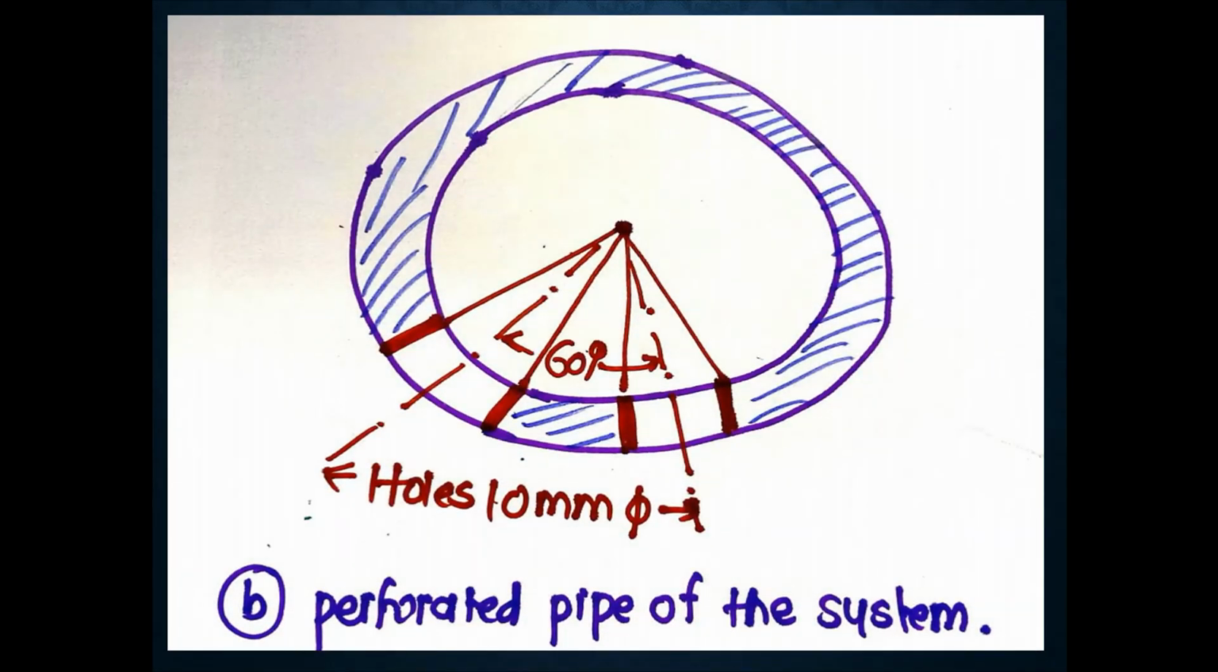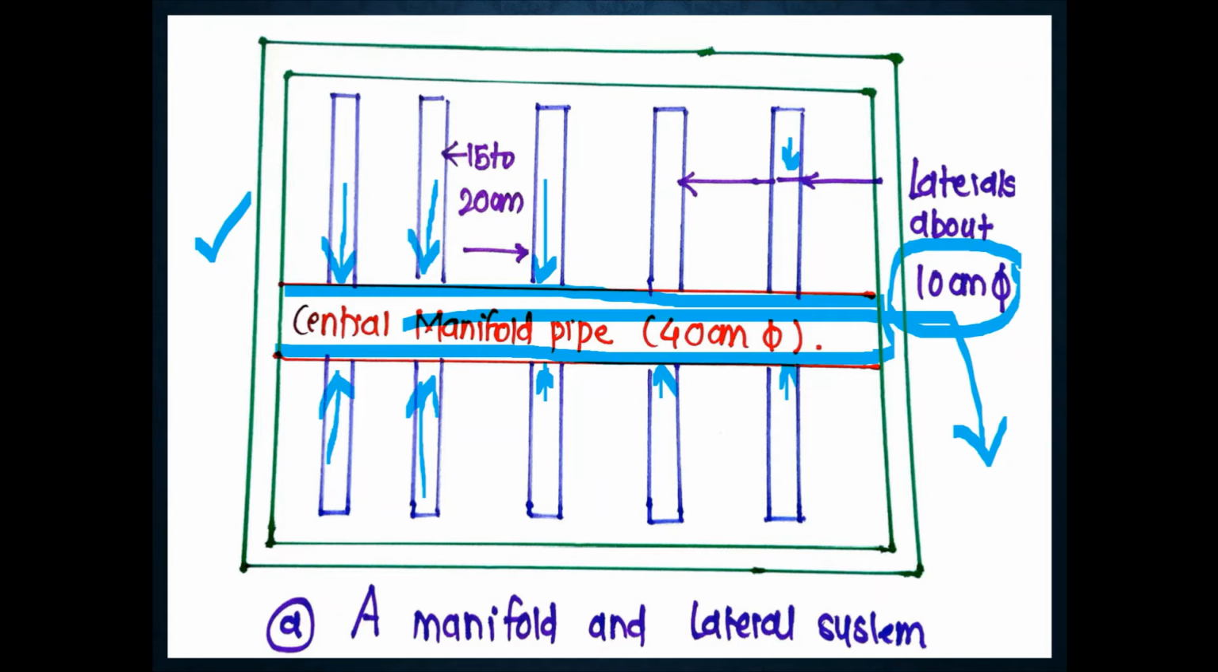This is the first system, the manifold and lateral system. It is the most common system; all designers in India particularly use this lateral and manifold system as an under drainage system.